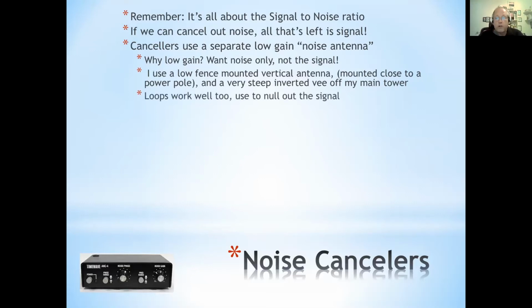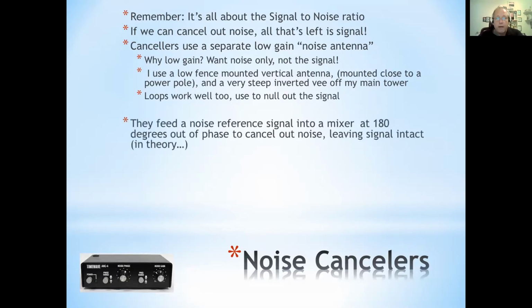Loops work really well too. You can use them to null out the signal. We talked about those magnetic loops that you can buy. So the way these things work is, if you look at the back of it, and we're going to take a look at the 1026 here, they've actually got several antenna ports in the back, and it looks like it's backwards. So you have to kind of read it backwards.